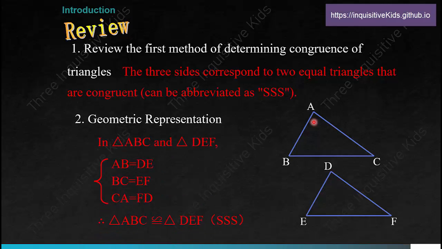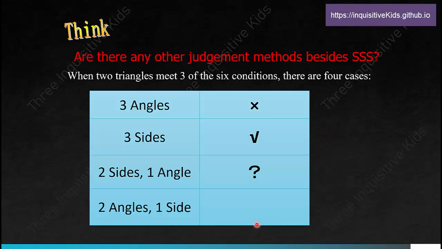Here's a geometric representation of that. In triangle ABC and triangle DEF, AB is equal to DE, BC is equal to EF, and CA is equal to FD. So triangle ABC is congruent to triangle DEF, SSS. Think, are there any other judgment methods besides SSS?